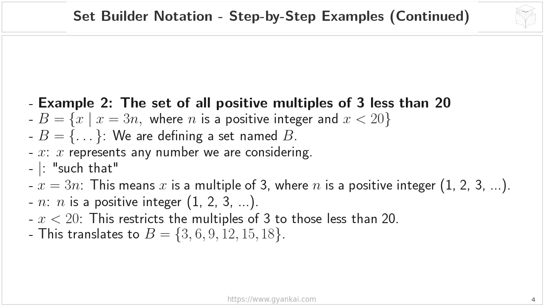Putting it all together, this set builder notation tells us that set B contains all numbers that can be written as 3 times a positive whole number, and are less than 20. If we were to list out all the elements that satisfy these conditions, we'd get 3, 6, 9, 12, 15, and 18. So B equals the set containing those numbers. In the next example, we'll see how to incorporate even more complex conditions, and also how to use standard mathematical symbols within our set builder notation.